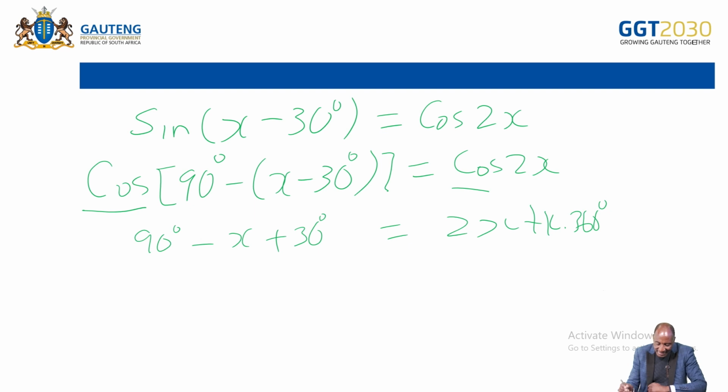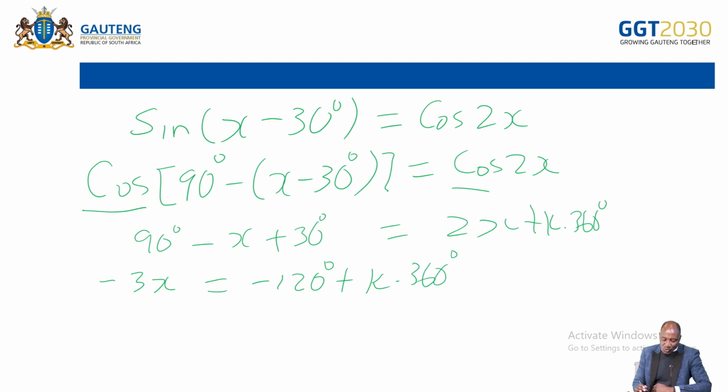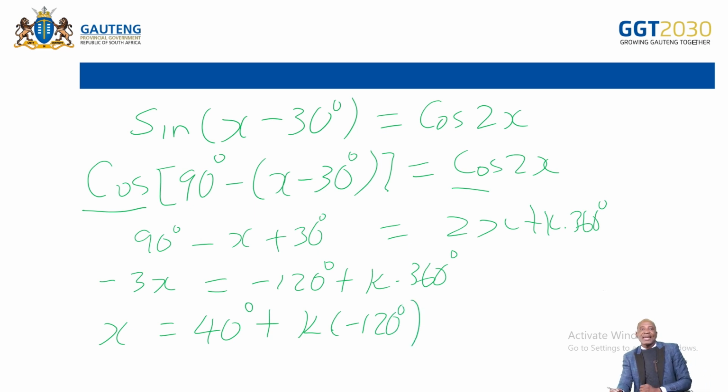Then we're solving for x here. We're going to move 2x and get negative 3x. Then we move the 120 to the other side. It's going to become negative 120 degrees, then plus k times 360 degrees. Then we solve for x. We'll get x equals 40 degrees plus k multiplied by negative 120 degrees. Remember, we're dividing both sides by a negative 3. Therefore, our final answer is what we have here for k an element of integers.